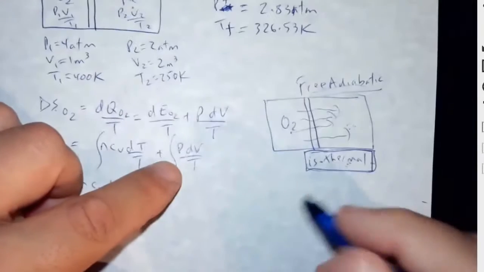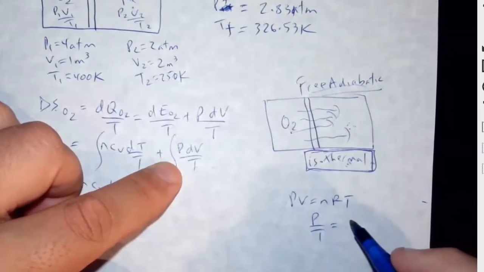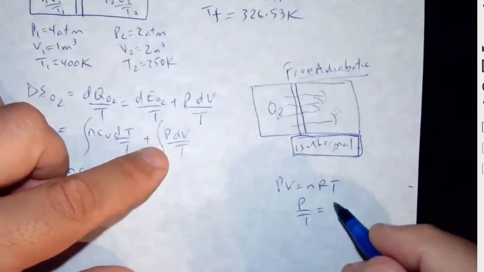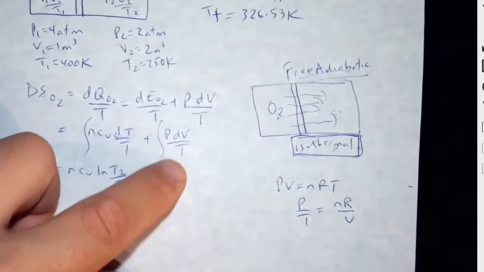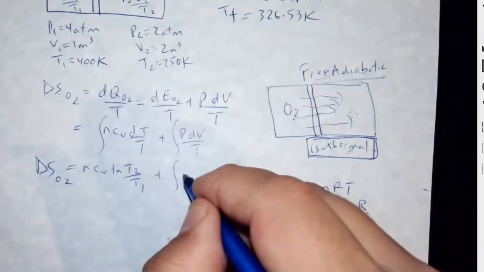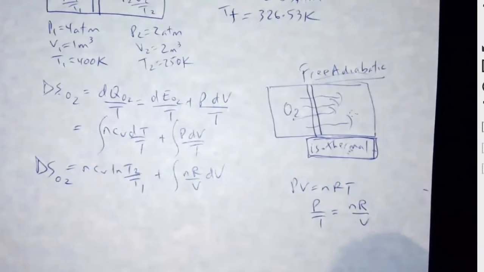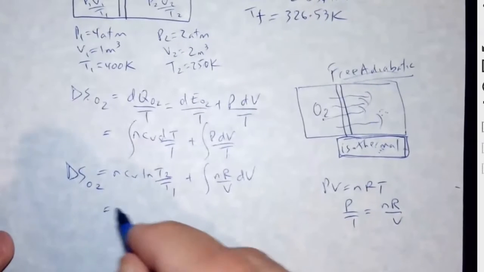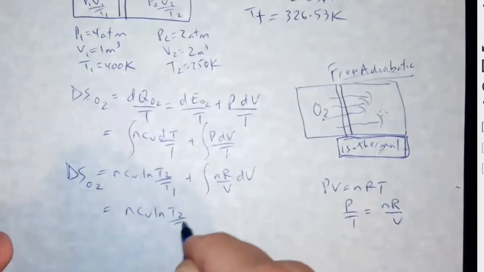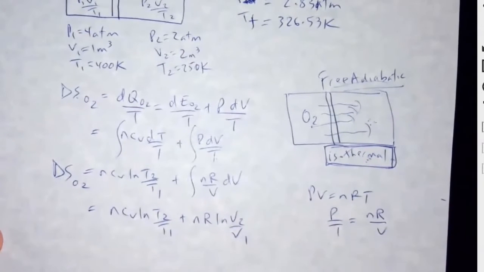So how can I integrate this here? PV is equal to nRT. P over T is equal to nR over V. Okay, then I can just replace P over T with nR over V. nR over V dV. Then that'll be nR ln of V2 over V1. Oh, you see, it's a different formula.